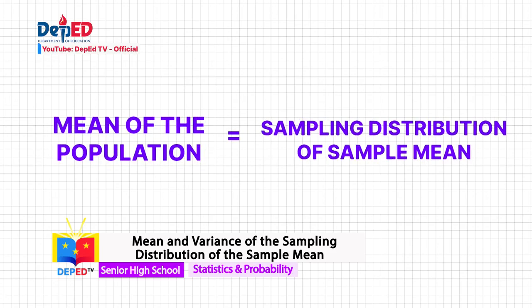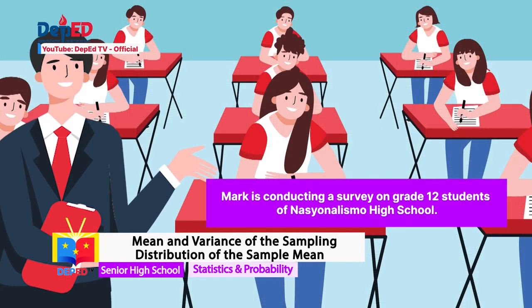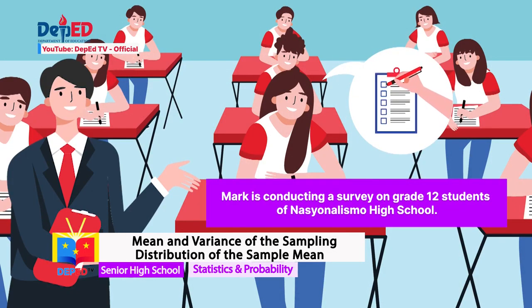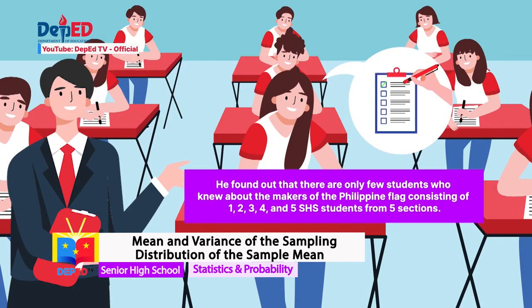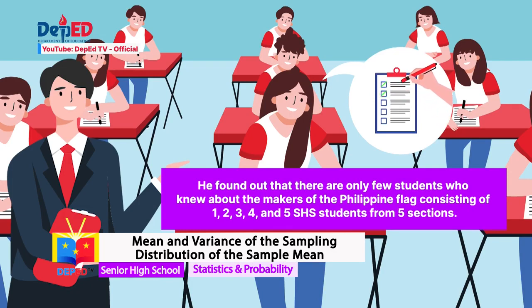Let's recall the steps in solving the mean and variance of the sampling distribution of the sample means by analyzing this problem. Mark is conducting a survey on grade 12 students of Nacionalismo High School. He found out that there are only few students who knew about the makers of the Philippine flag, consisting of 1, 2, 3, 4, and 5 senior high school students from 5 sections. Suppose that the sample size of 2 sections were drawn from this population. Describe the sampling distribution of the sample means.